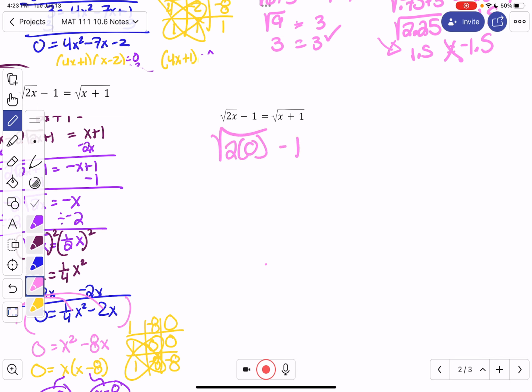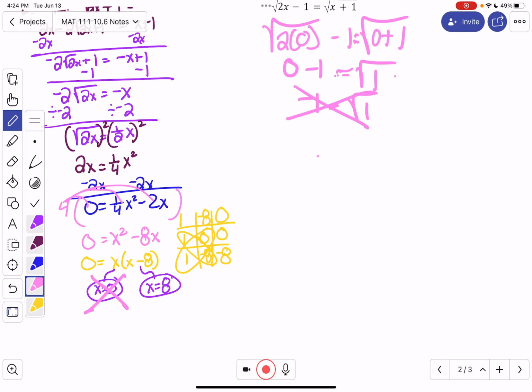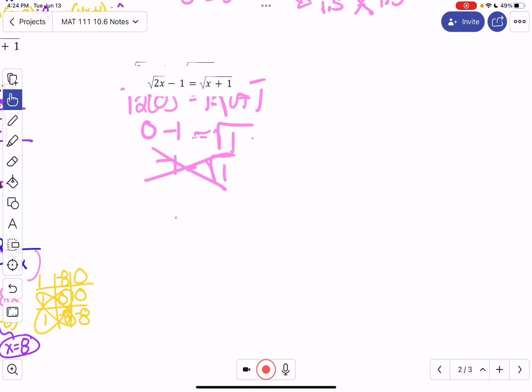2 times 0 minus 1, 0 plus 1. 2 times 0 is 0. 0 minus 1 is negative 1. 0 plus 1 is 1. Square root of 1 is 1. You can't get a negative with the square root, so 0 does not actually work. It's extraneous. Let's do it again with the 8.